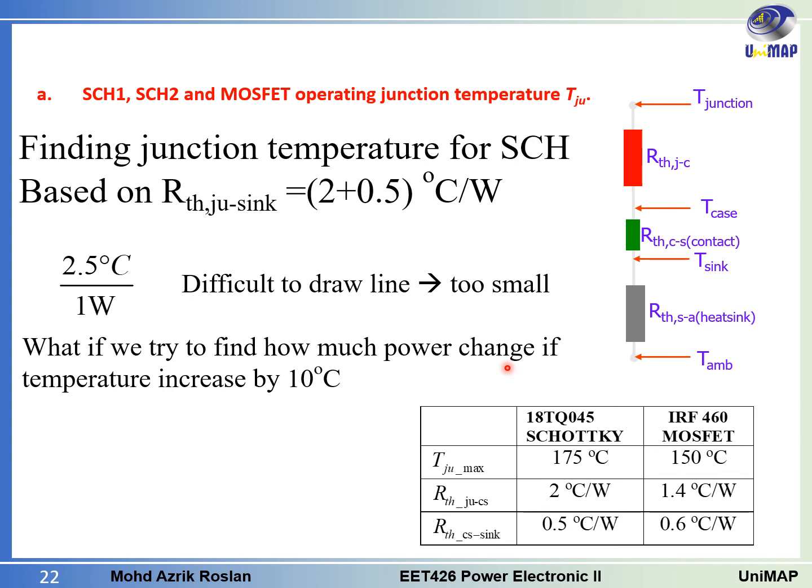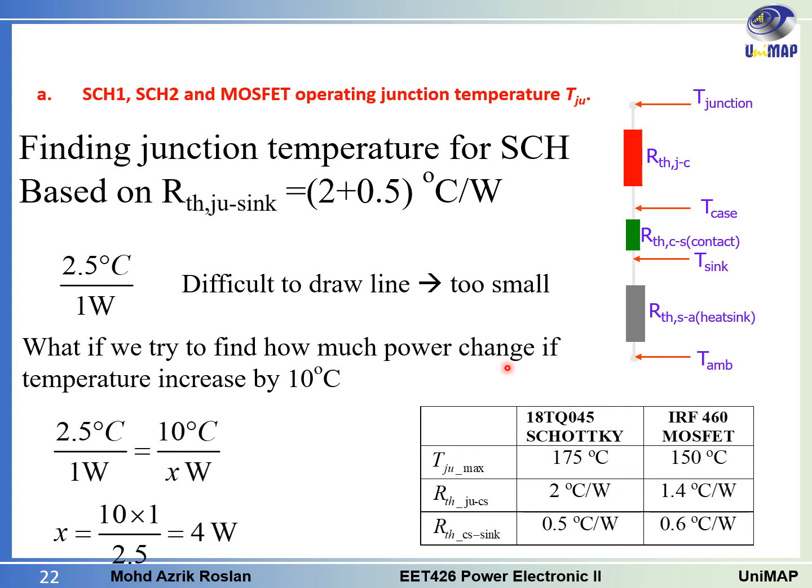So what if we try to find how much the power changes if the temperature is increased by 10 degrees C, which will be much easier to draw. So instead of this, we want to find the value of X here. 2.5 degrees C per watt equals 10 degrees C per X watt. So the value of X is 4 watt.